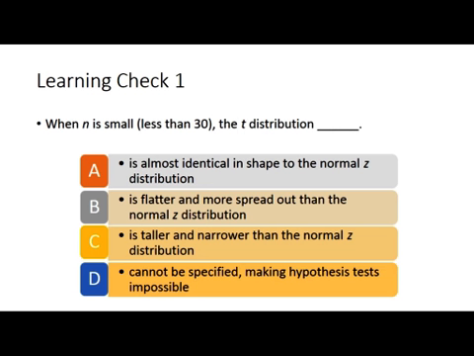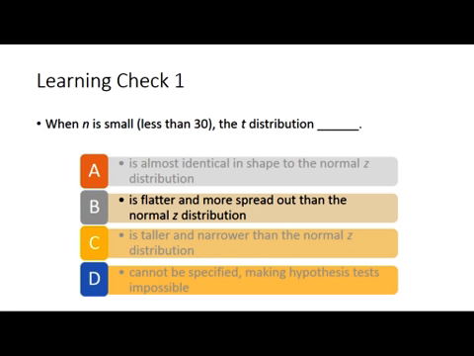All right, so let's do a learning check. When your sample size is small, less than 30, the t-distribution is what? Remember those pictures I showed you about what happens with the t as our degrees of freedom drop. So if we can remember, that means it's flatter, more spread out than the normal z distribution. So the larger the n we have in our sample, the better. And when you hit 120, it's about the same. So once you get a sample size of 120 or more and you're using a t-test, you're good.